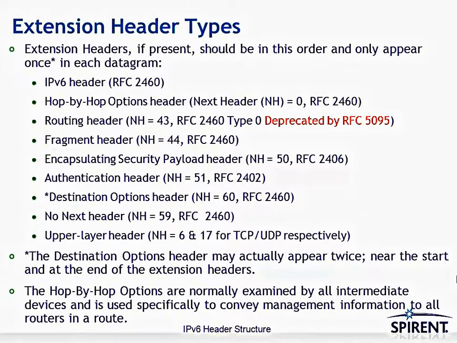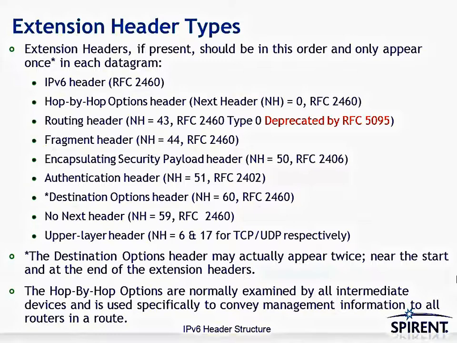IPv6 is that only the end devices will fragment packets, whereas with IPv4, the intermediate devices, the routers, would actually do the fragmentation. So if any fragmentation has to occur, it would be done only by the source host, and then each individual fragment is carried whole throughout the network to the ultimate destination, which would put it back together.